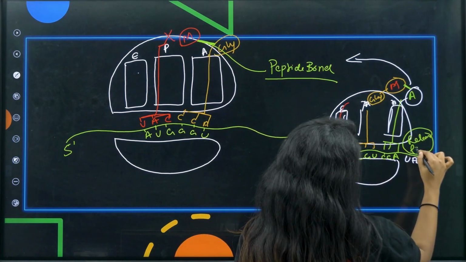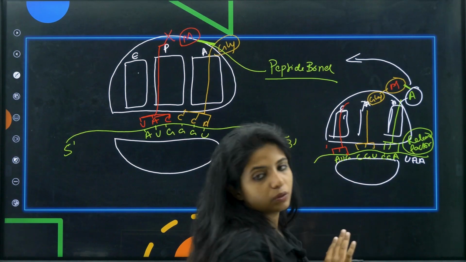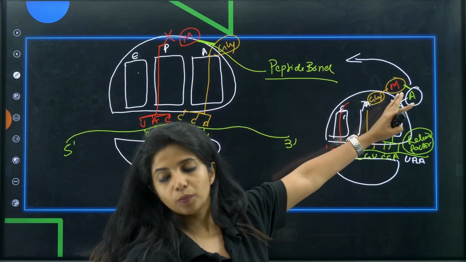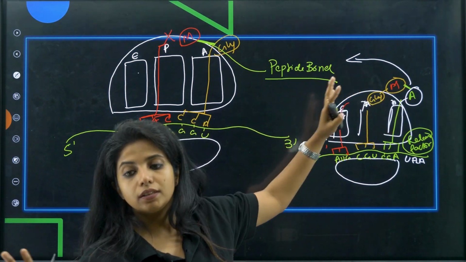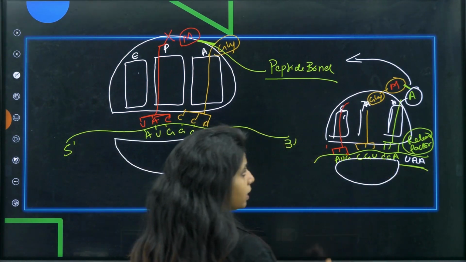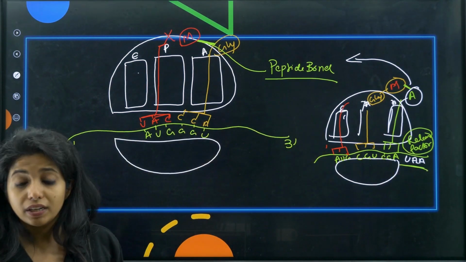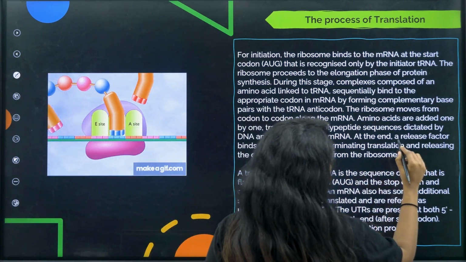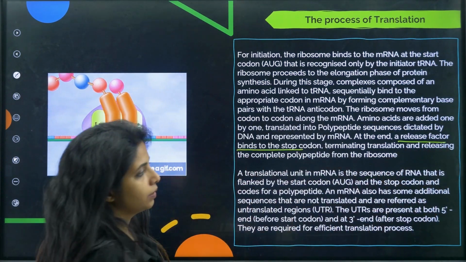It is known as release factor, which says that whatever is done, whatever amino acids are being made, just release it. Just release it, and now you have a polypeptide chain. Okay. So on the stop codon, the tRNA does not come and attach. It is the release factor that comes and attaches. So I am going to underline it over here.